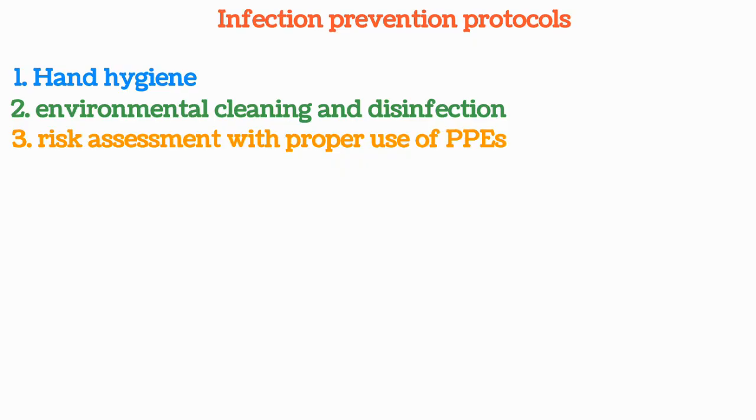The third one is assessing the risk and deciding which personal protective equipment is needed. PPE basically includes gloves, which protect hands from cross contamination, and the mask, which covers the mouth and nose and protects the respiratory system. Similarly, the gown, which covers the body, and the goggles that protect the eyes from splashes.